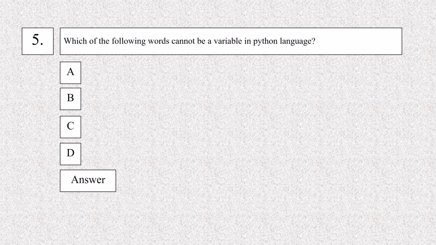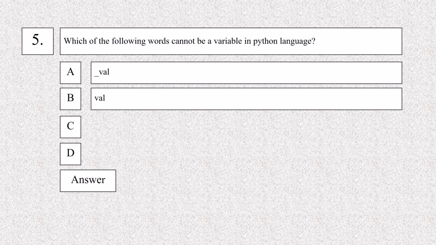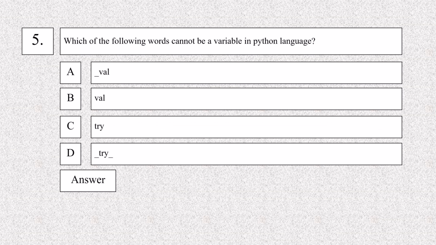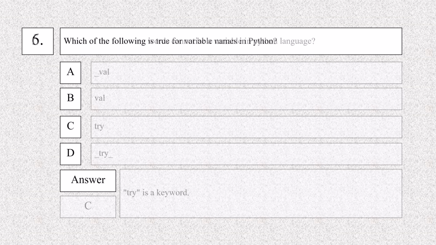Now we'll see the next question. Which of the following words cannot be a variable in Python language? Option A, _val; option B, val; option C, try; option D, _try_. Here the correct answer is option C. Try is a keyword, that is why it cannot be a variable name.